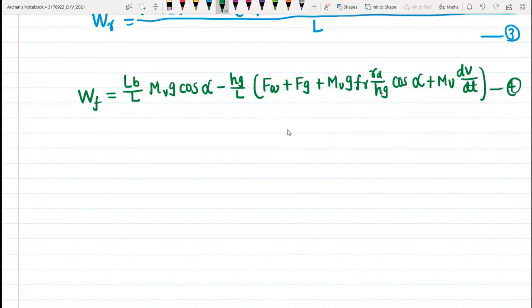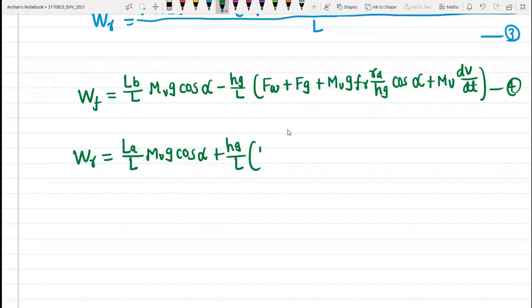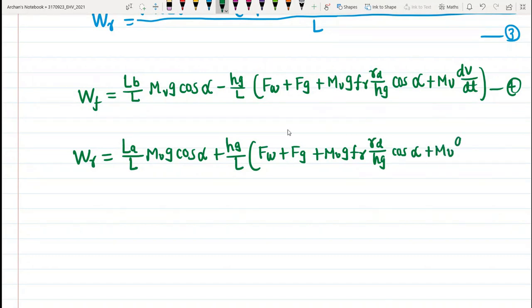Okay, and if we talk about the normal load acting on the rear axle, then Wr will be equal to La by L mvg cos alpha plus Hg by L (Fw plus Fg) plus mvg fr Rd by Hg cos alpha plus mv dv by dt.